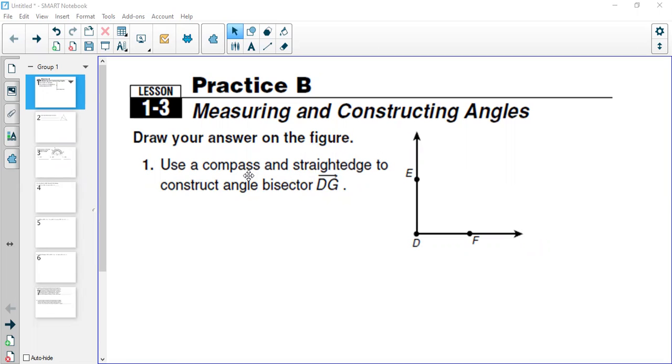The first question itself is use a compass and straight edge. A straight edge is nothing but a ruler without numbers. We sometimes use such instruments, but we usually always use rulers. So a straight edge is a ruler-like instrument but without numbers. That's the difference. Okay, so use a compass and straight edge to construct angle bisector DG.